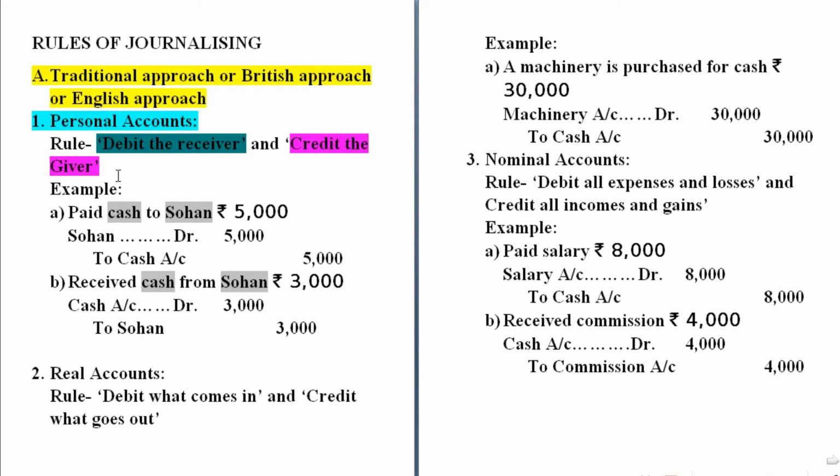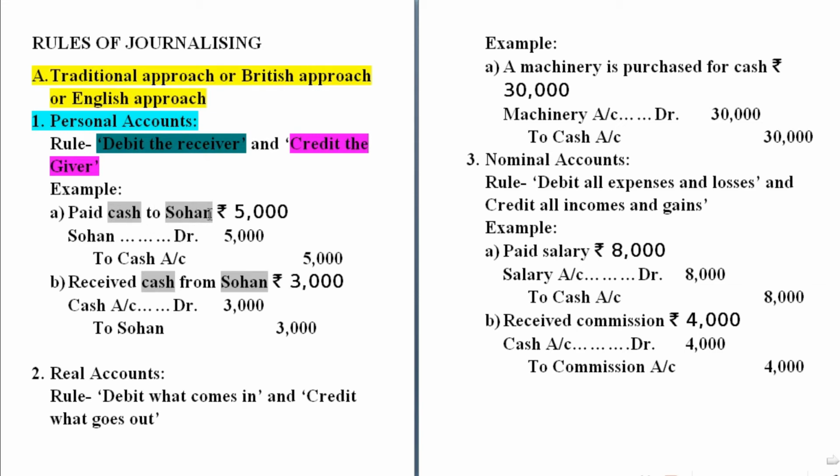So in this question, once again, personal account, name of natural, artificial, representative person, the rule is debit the receiver. In the first question we debited Sohan because Sohan is the receiver.